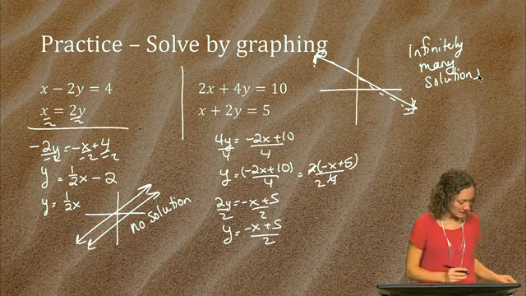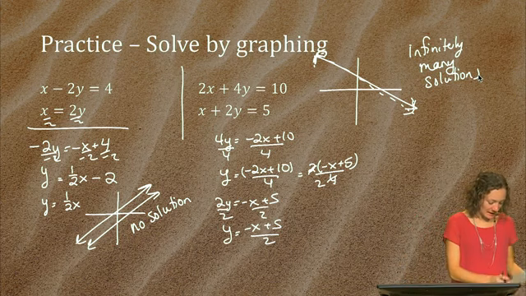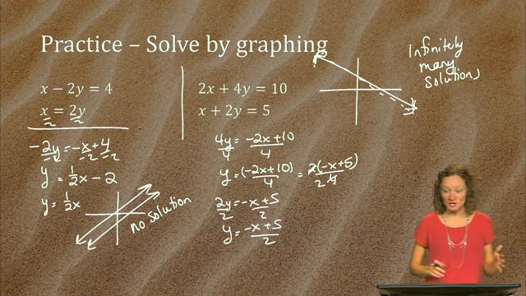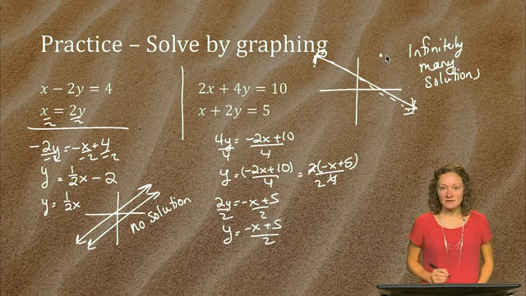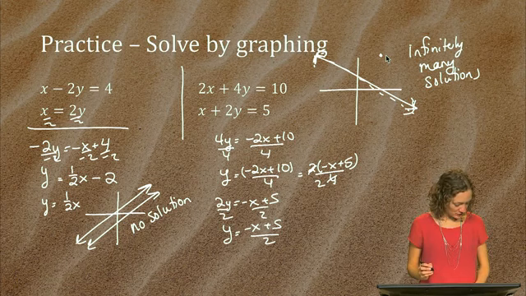It has infinitely many solutions, but it isn't the case that every solution works. It's every solution on this line. I couldn't say that any ordered pair works. So this is how you present the solution.